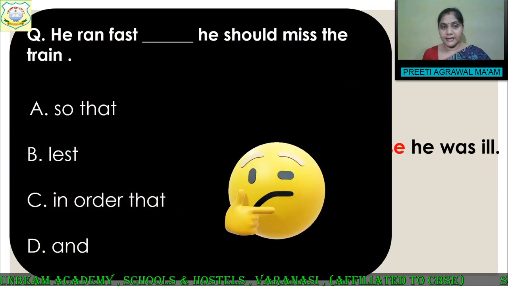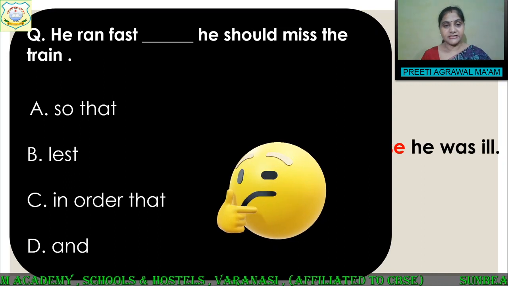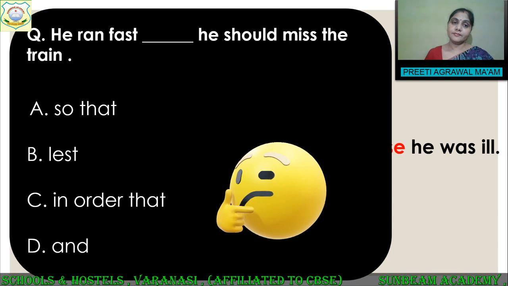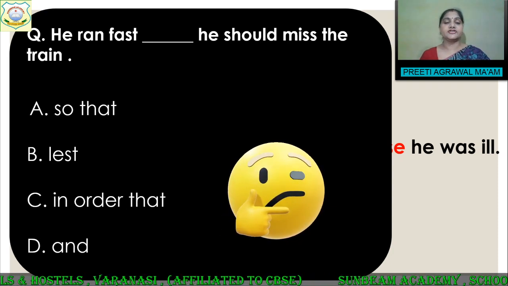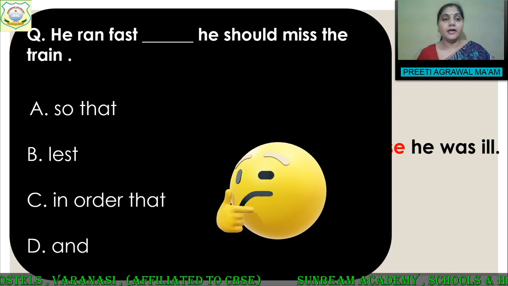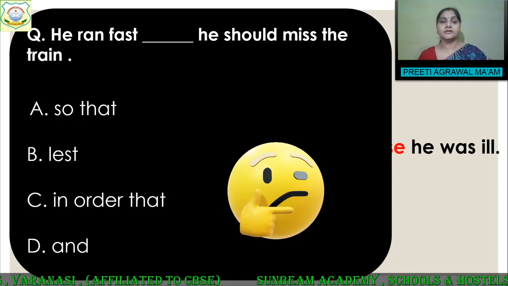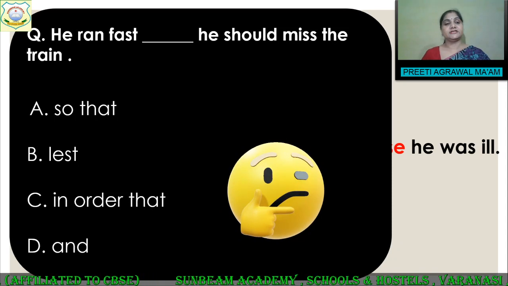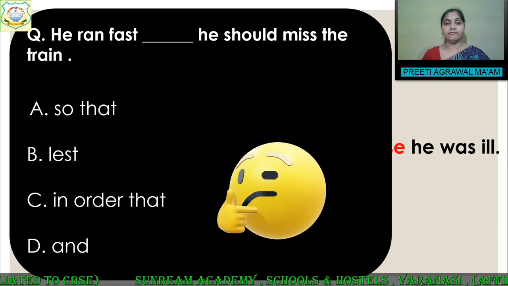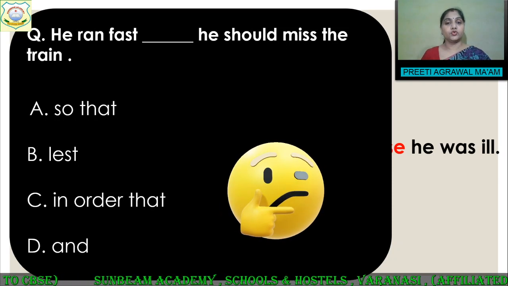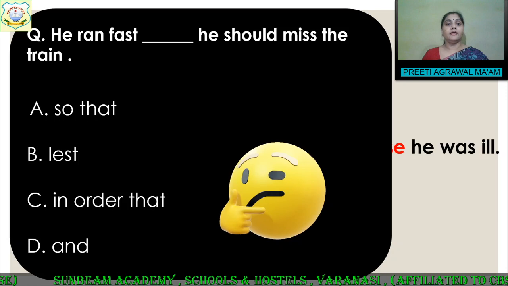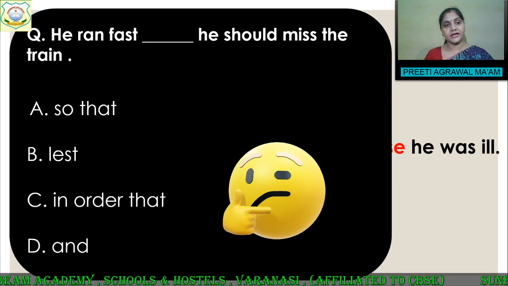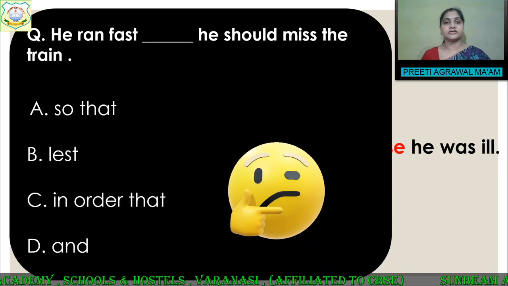Test yourself. He ran fast, a space is there, he should miss the train. Recall and try to write the answer. Hurry up, write down in your notepad your answer out of A, B, C and D. Which one is correct? He ran fast so that he should miss the train, or lest he should miss the train, or in order that, or and he should. What will be the correct answer?